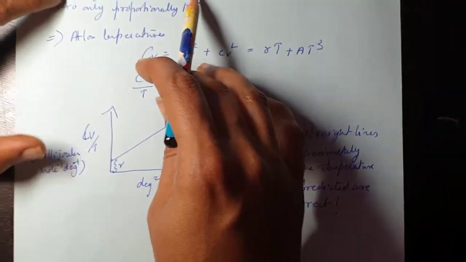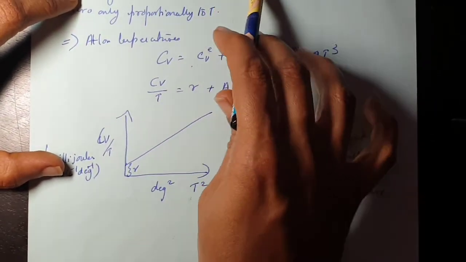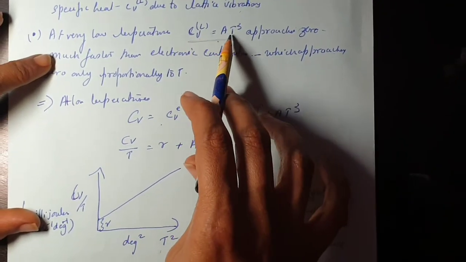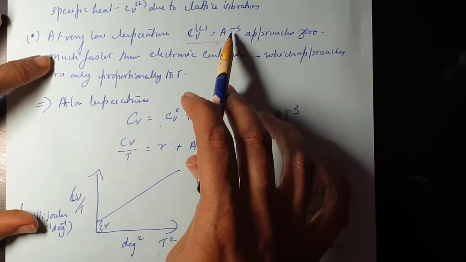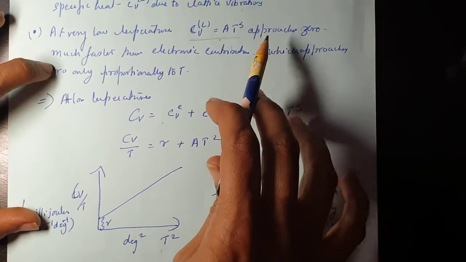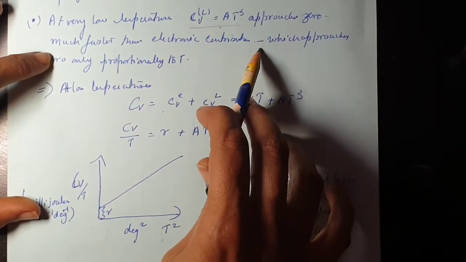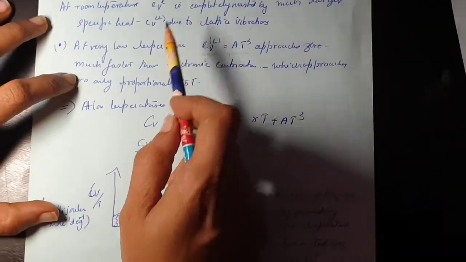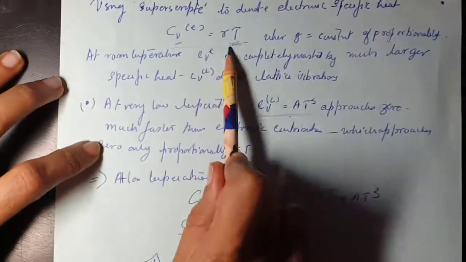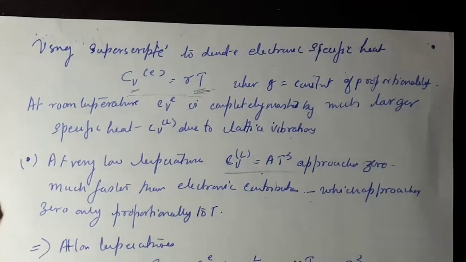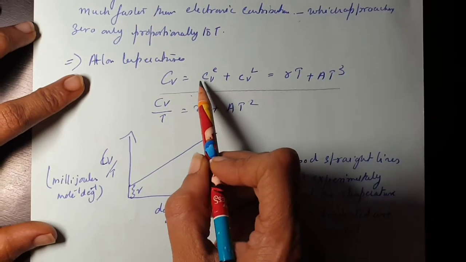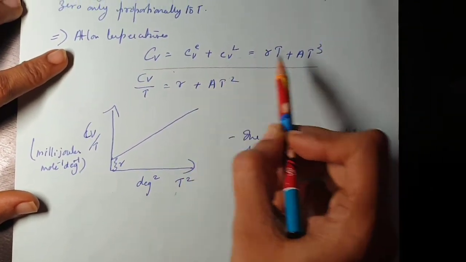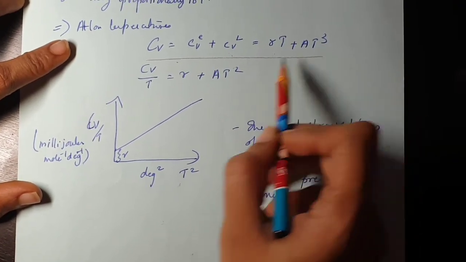But at very low temperatures, the specific heat due to lattice vibration is proportional to T cubed, so it approaches 0 much faster than the electronic contribution, which is only proportional to T. So at lower temperatures the electronic part becomes more dominant. At low temperatures, the total specific heat can be written as the electronic specific heat plus the lattice specific heat, or gamma T plus A T cubed.